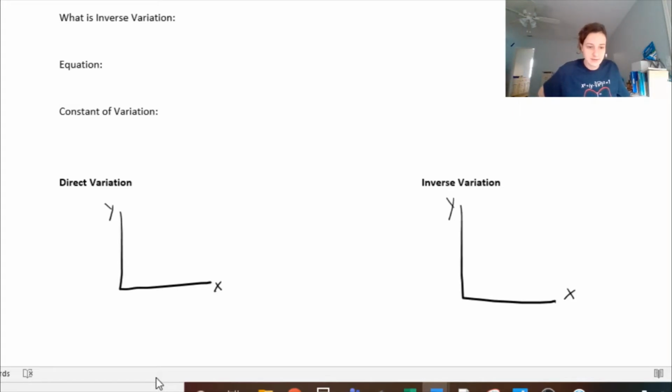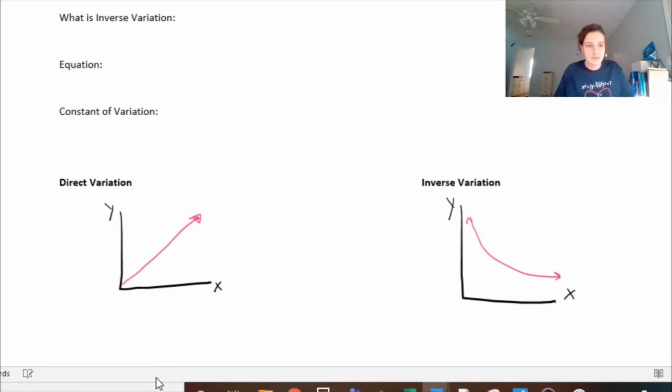So let's come down here, look at this graph. Direct variation looks something like this. Okay, remember, if it's hot outside, you sell more snow cones. That's something that's a direct variation. As one goes up, the other goes up. As one goes down, the other goes down. Inverse variation is the opposite. As one goes up, the other goes down. So an inverse variation graph will look something like this here.